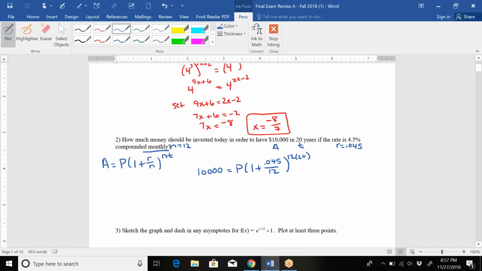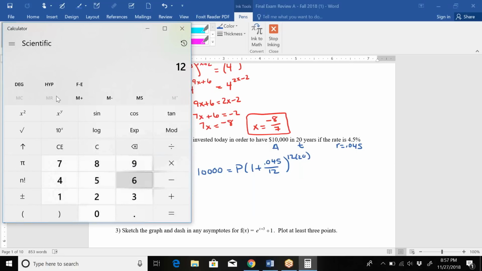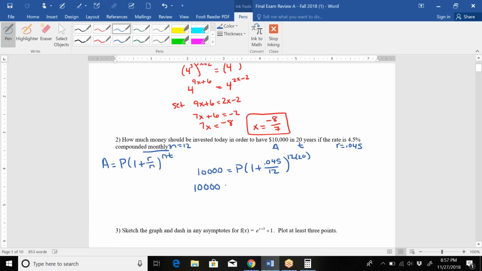Now you're trying to get P by itself, so you're going to divide this whole parentheses over. Do not try to work this on your calculator piece by piece because you're going to round too soon, too early, and you're going to get the wrong answer. So the only thing I would recommend doing first is you can multiply that exponent together. So this is 12 times 20, so that's going to be 240. So that is 10,000 equals P times (1 plus 0.045 over 12) raised to the 240. We're going to separate that from P by dividing. So 10,000 divided by (1 plus 0.045 over 12) raised to the 240 equals P.